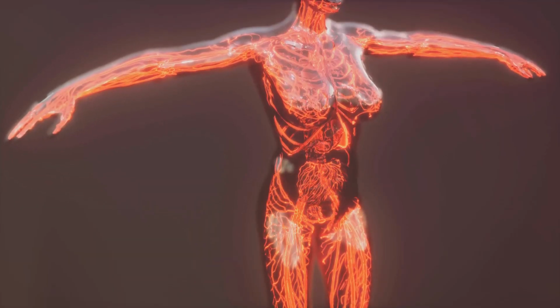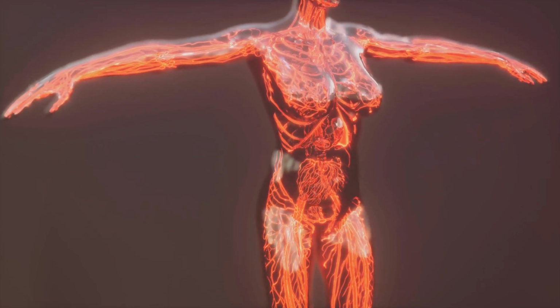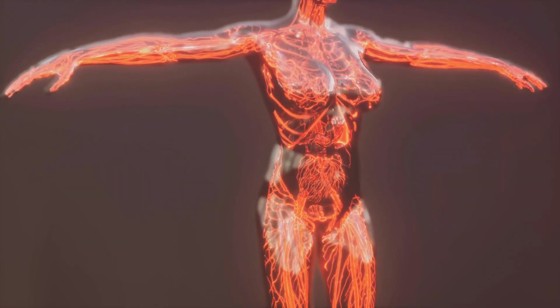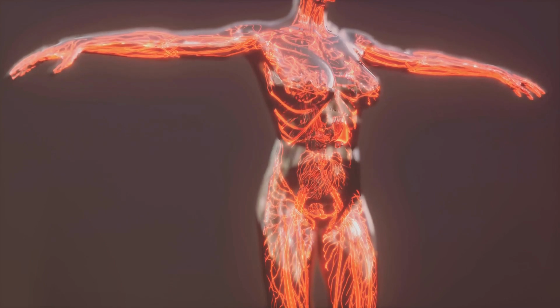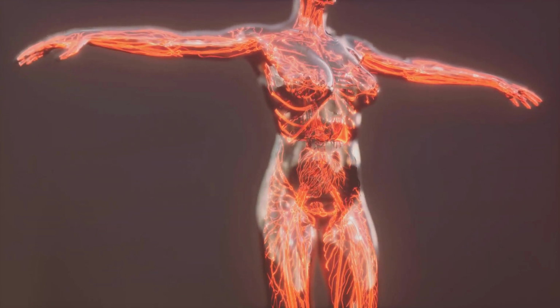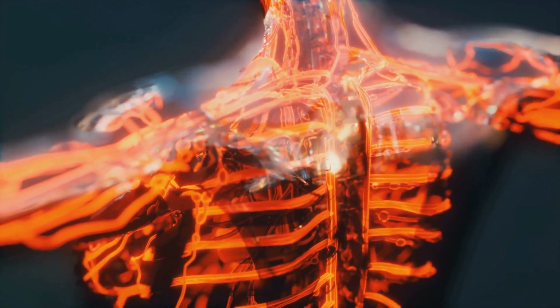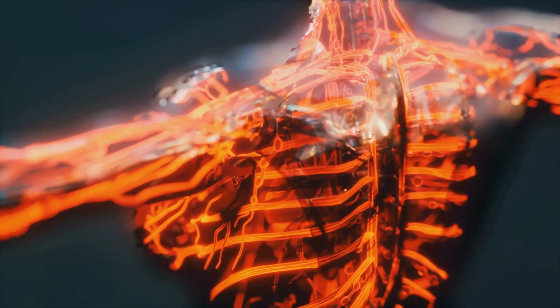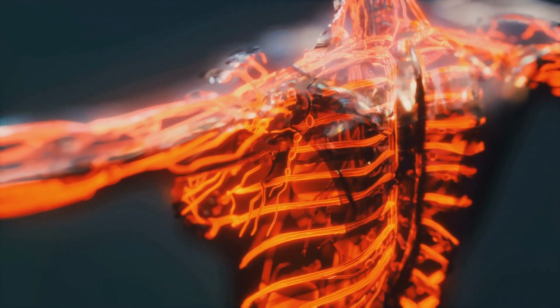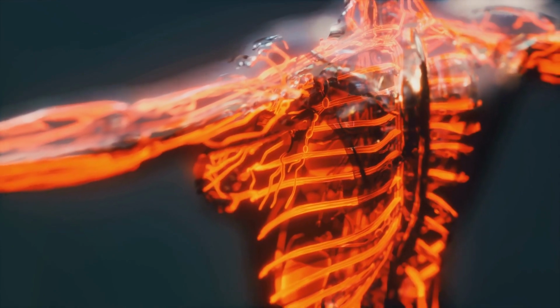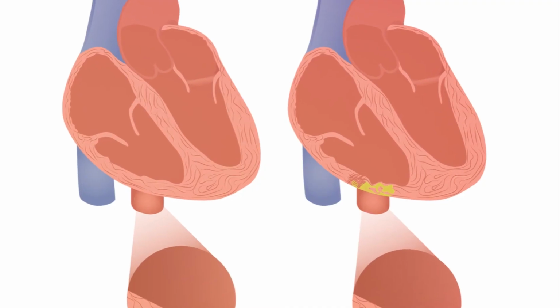Now let's delve into the pathophysiology. Aortic valve stenosis involves the narrowing of the aortic valve. This narrowing obstructs the blood flow from the left ventricle into the aorta, creating a pressure overload in the left ventricle. This pressure overload can lead to left ventricular hypertrophy, which is the thickening of the ventricular wall, and can eventually result in impaired cardiac function.